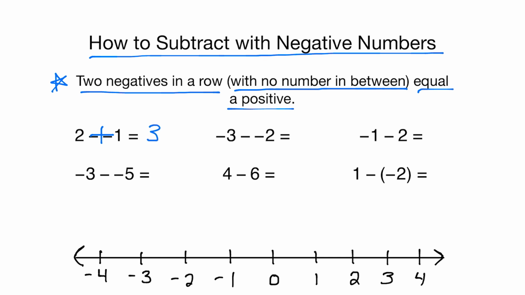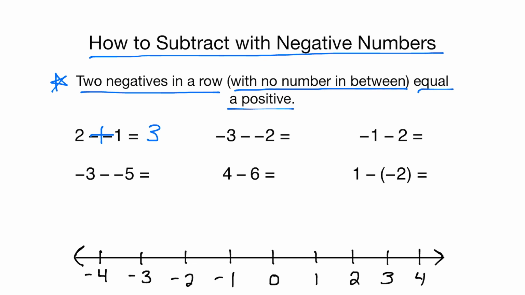Another way to think of this is using a number line, and I'm going to demonstrate each of these on the number line. So the first number is the number you start at. So we're going to start at the number 2. The sign of your operation is subtraction. So we're going to face to the left. And then we have a -1. So with a negative number, we're going to walk backwards. And we end up at 3. Okay, that might take a second to sink in, but that's okay. We're going to do more examples.